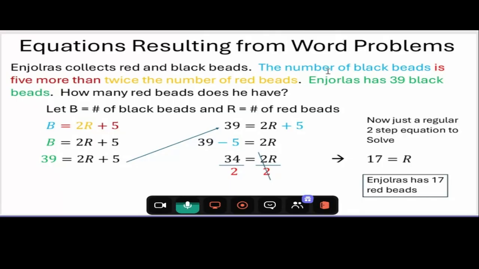Turn the sentence into an equation by working through from start to finish, left to right. Plug in anything else that you know, which in this case there was this extra little piece of information that the black beads is 39, and then simply solve the equation.